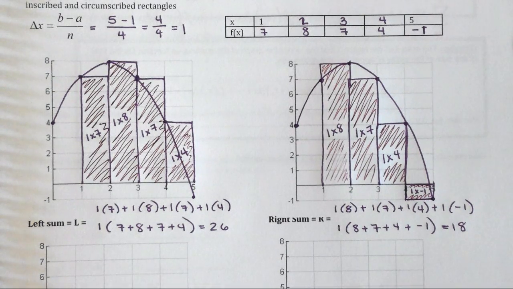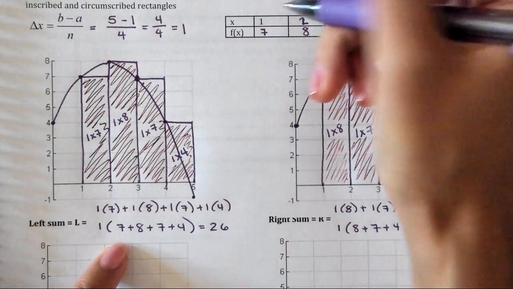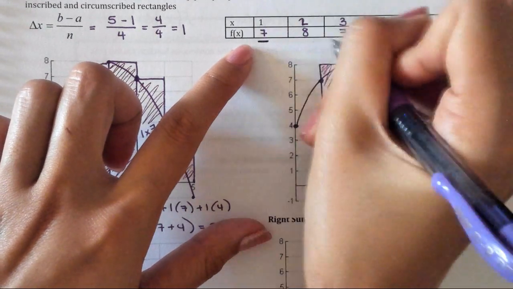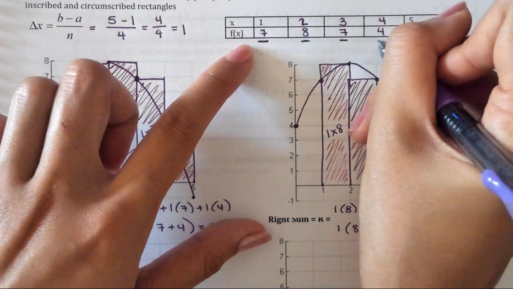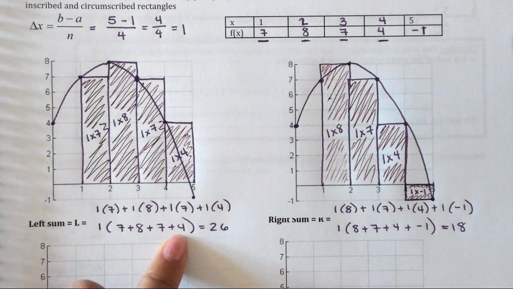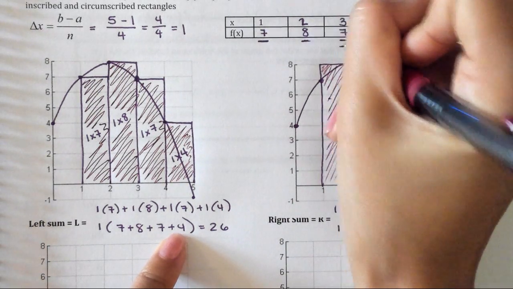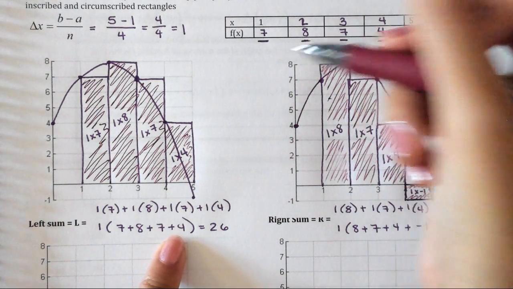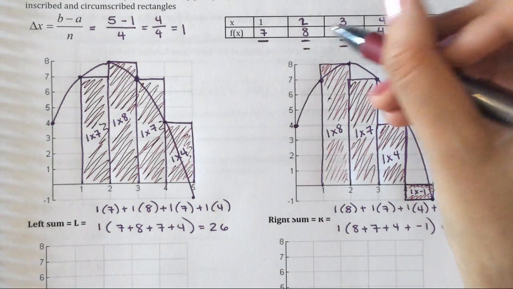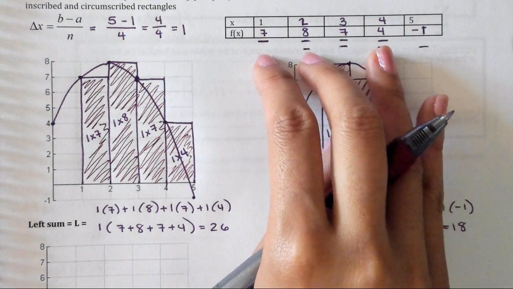Okay. All right, notice for the left sum, you do the interval, which is 1 times 7. So for the left sum, you use 7, 8, 7, and 4. And then for the right sum, you're going to use -1, 4, 7, and 8. So you're coming in from the right. So I do the interval times -1, 4, 7, and 8. So the right sum, you use the last 4 terms. For the left sum, you use the first 4 terms.